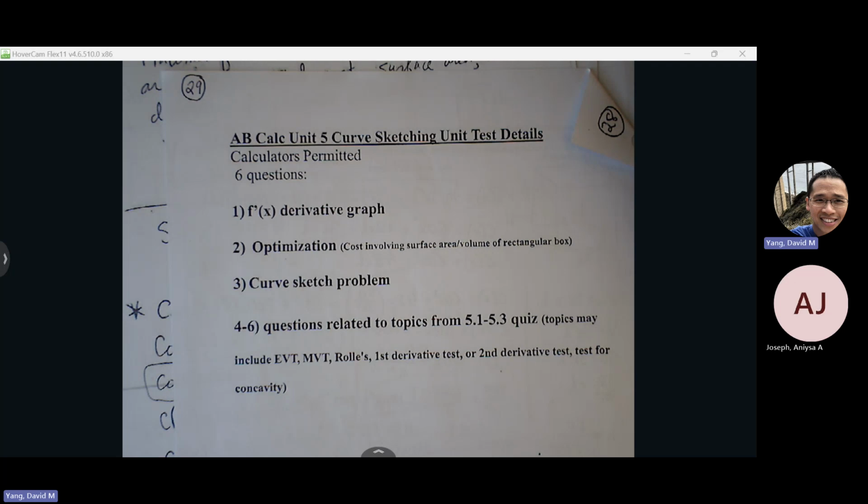First derivative test and second derivative test. Wait, first derivative test and test for concavity is just increase, decrease, and concave up, concave down. Second derivative test is we have to find maxes and mins using f double prime. Oh, yeah. Right? Yeah. Okay, see you guys.